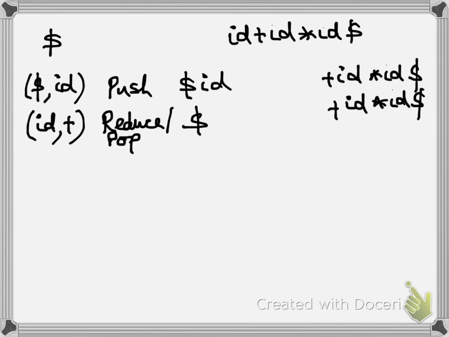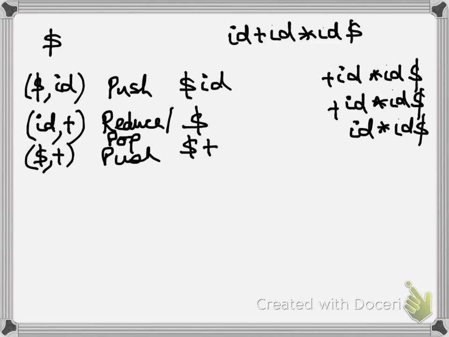Now we will look at dollar and plus. Next symbol is dollar plus. Dollar is less than plus, so push. So dollar is there, plus comes in. Then I have ID into ID dollar. Now the element at the top of the stack is plus, and then I have ID. So plus and ID: plus is less than ID. So again push. So dollar plus ID appears here.